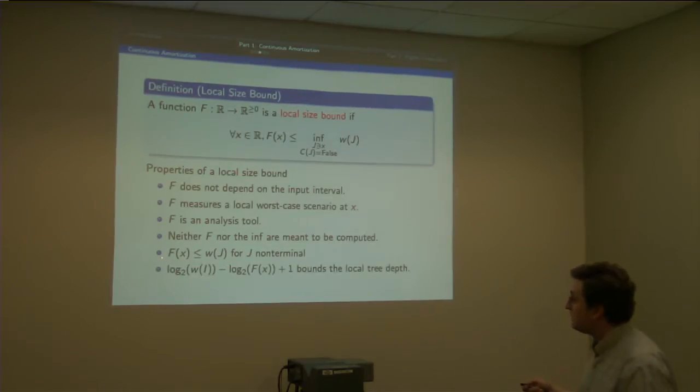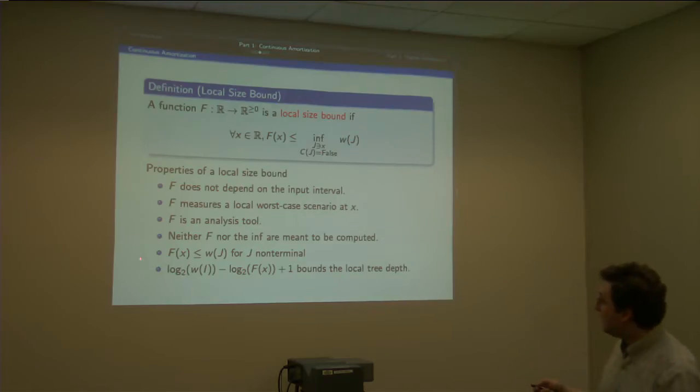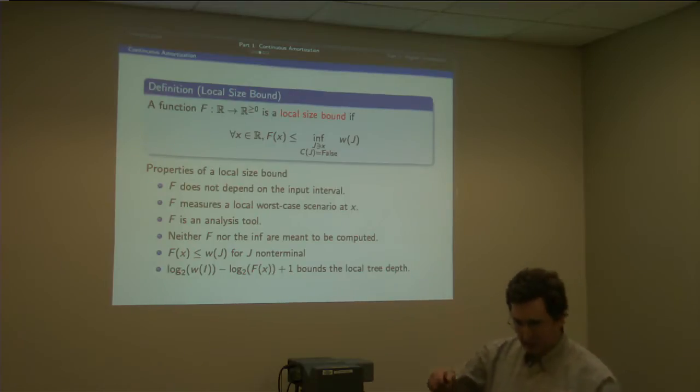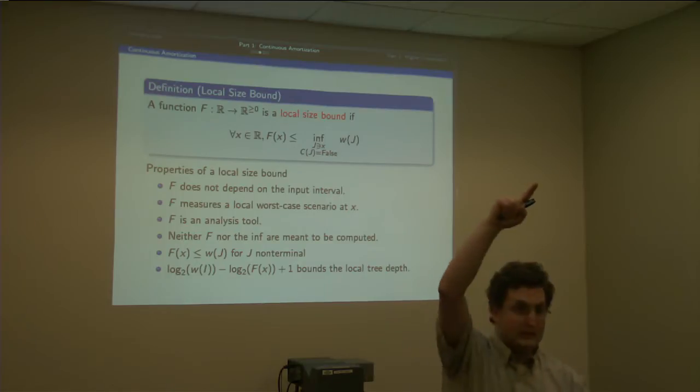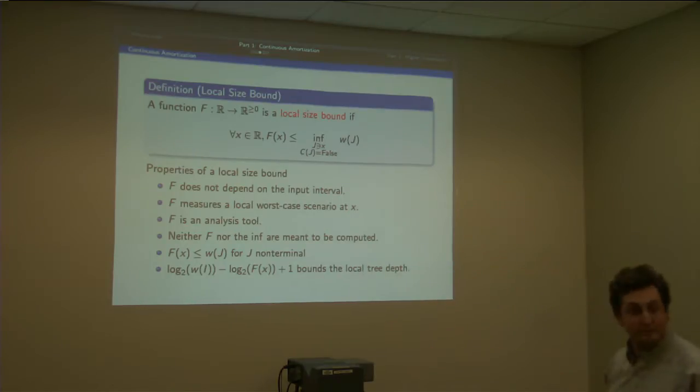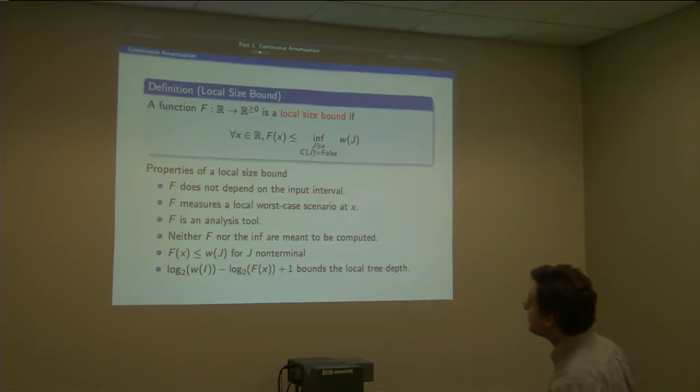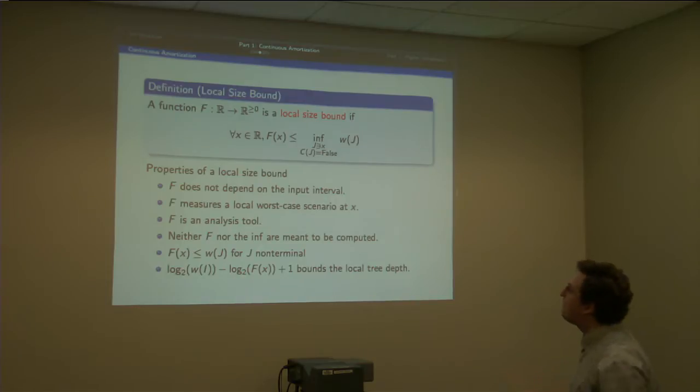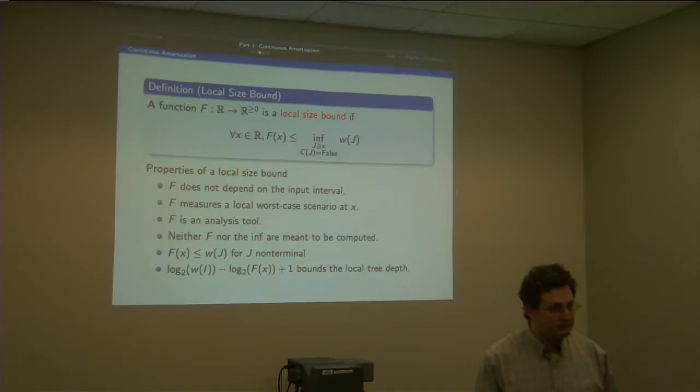So a couple things. If we have an interval that's non-terminal, if we have something that's subdivided, its width, by definition, has to be bigger than f of x. So it's sort of a lower bound on something that has to be subdivided. And you actually can get a bound on the local depth of the tree. So if you look at the subdivision tree and you find out which leaf has x, and you look at its depth in the tree, that's a bound on it. Okay? So these are meant to sort of justify and see how f fits into the picture that we're building.